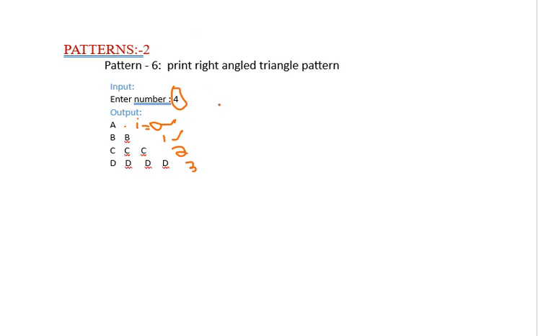Next, what do we have to take? A for loop. Why do we have to take the for loop? Because at the first iteration, I should be 0. Next, it should go to 1, next to 2, next to 3. Depending upon the number the user enters, it should iterate one by one.